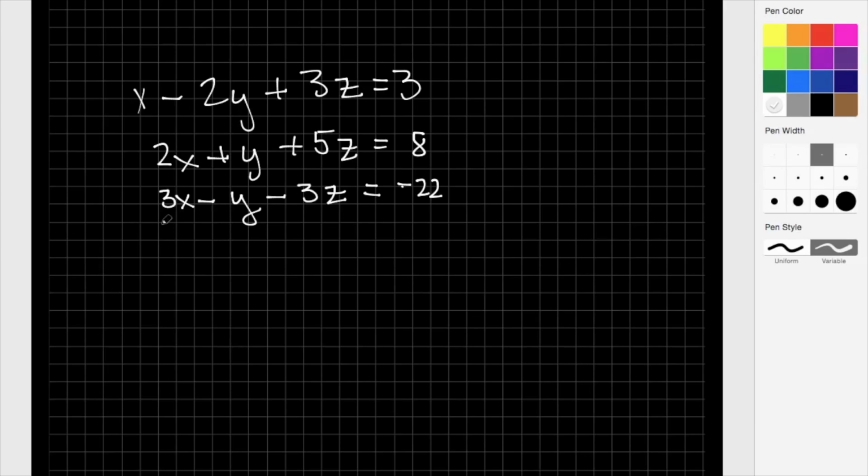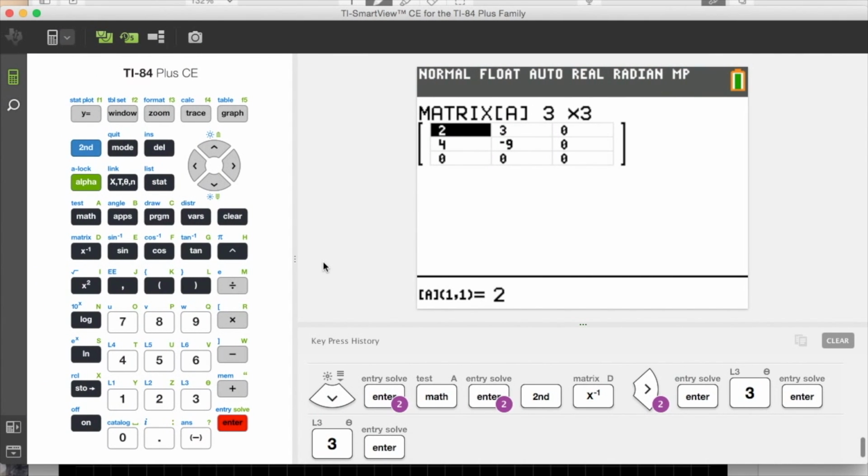The only problem you'll have is if you create a matrix here with the coefficient matrix that generates a zero determinant, then this method won't work. And you'll get an error in the calculator. So this one's not going to work. That we're going to go ahead and enter those values into the matrix here.